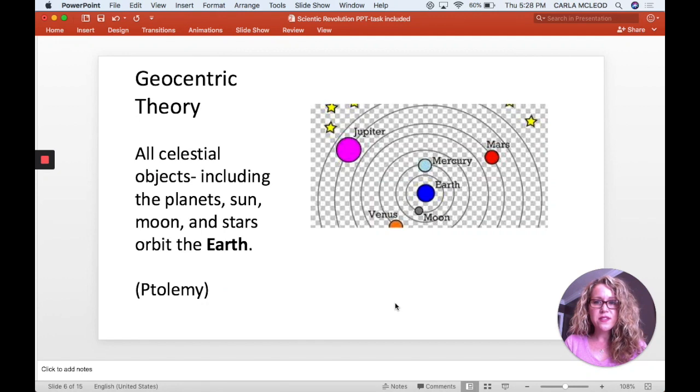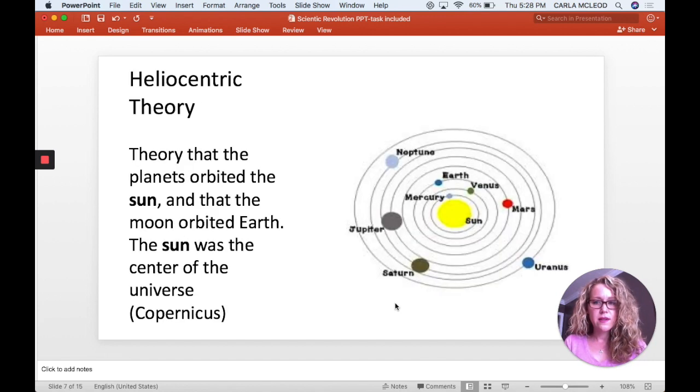Next, we have geocentric theory. And the question was, describe the geocentric theory. So all celestial objects, including the planets, sun, moon, and stars, orbit the Earth. And this theory was popularized by Ptolemy. Then we have the heliocentric theory that states that planets orbited the sun and the moon orbited the Earth, and the sun was the center of the universe.